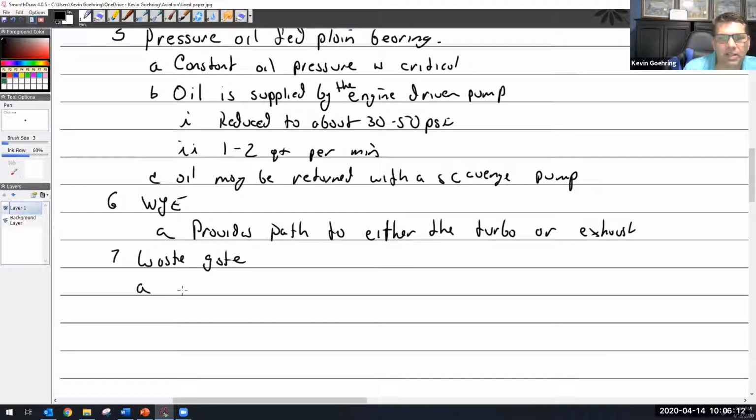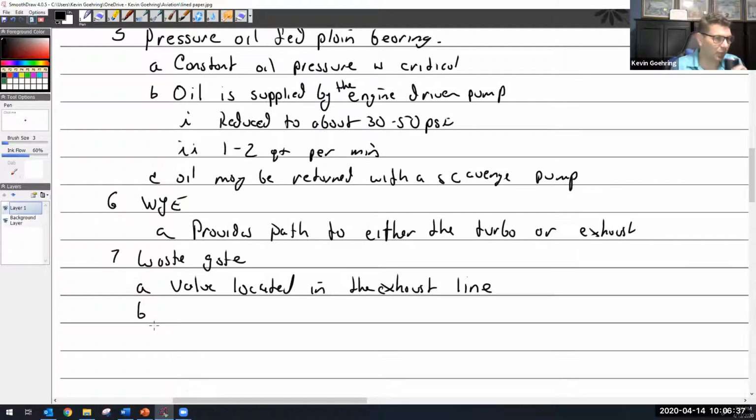So the wastegate is a valve located in the exhaust line. I don't know what happened to my writing during lunch. I swear to you, I only had some beefy noodles, no liquid lunch.